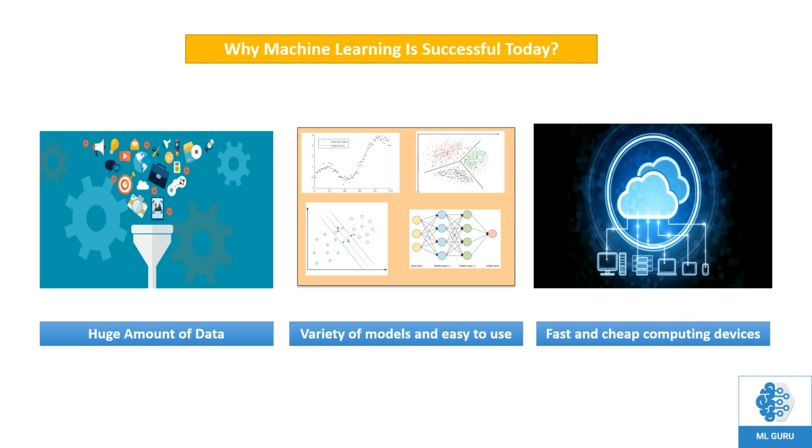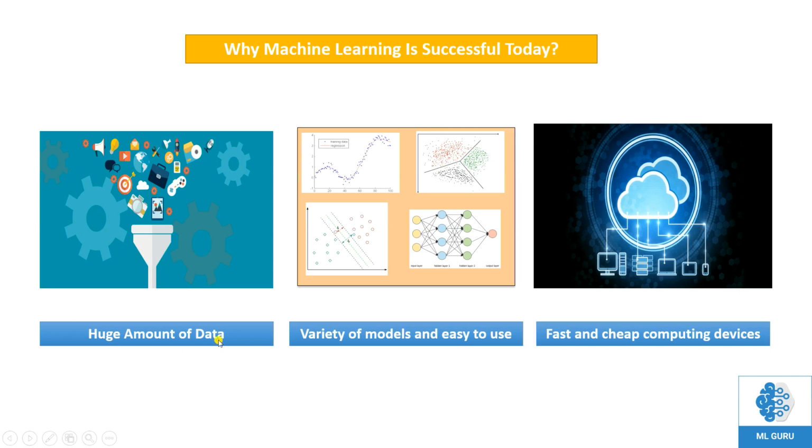So why is machine learning so successful today? There are 3 main reasons for this. The first reason is that today we have a huge amount of data in various forms. We have text data, image data, video data, and various other forms of data like music. We can use this data for our machine learning task.